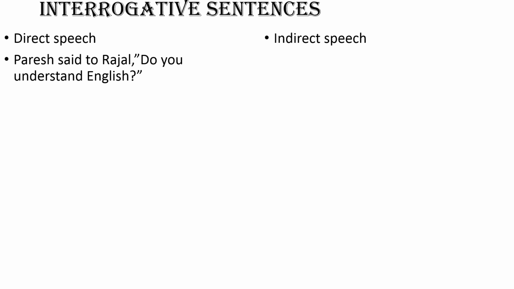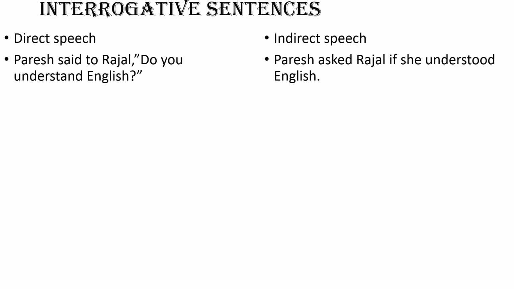After if likewise also we are using pronoun. So that pronoun for you is for Rajal. So changes to she, and understand the verb straight away goes in its past form understood. So Paresh asked Rajal if she understood English. This is how you write it. Do you, and any verb for that matter, remove do from the answer, and we are supposed to use you as pronoun straight after it. So use it and change the verb in its past form. So that is how you get the answer.